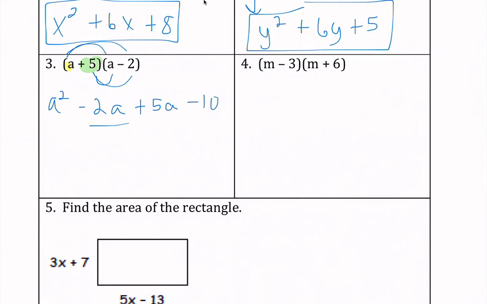So we combine. My a squareds drop down. Negative 2a plus 5a is a positive 3a. And I won't forget my minus 10.